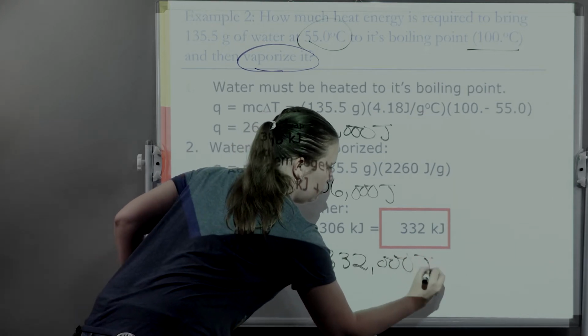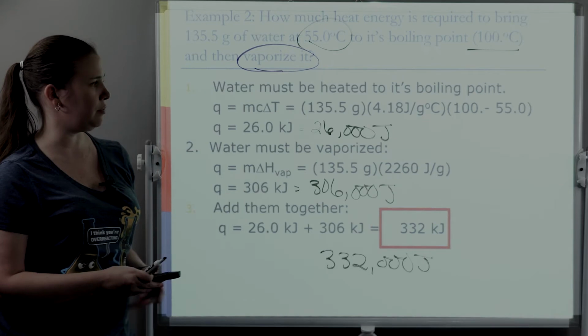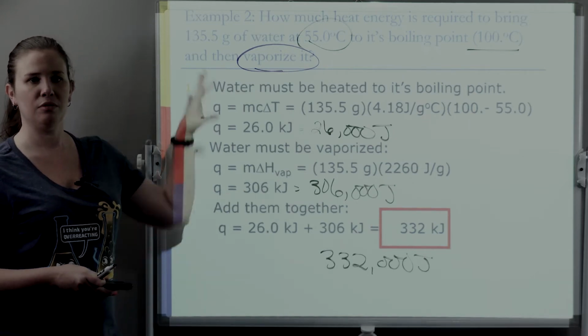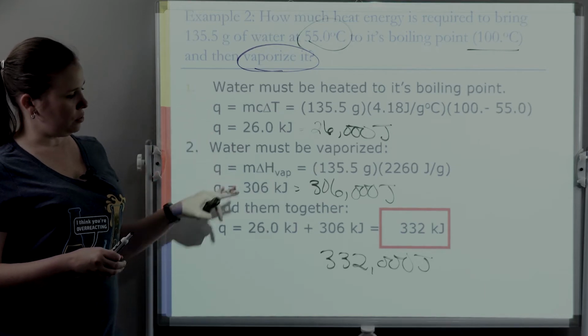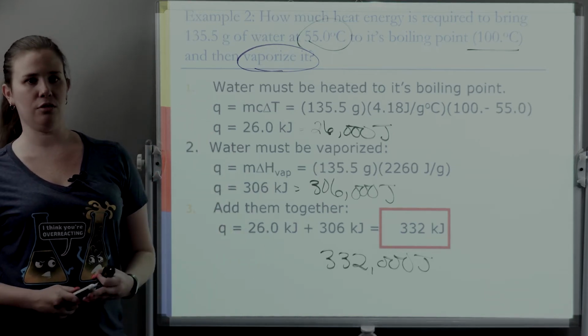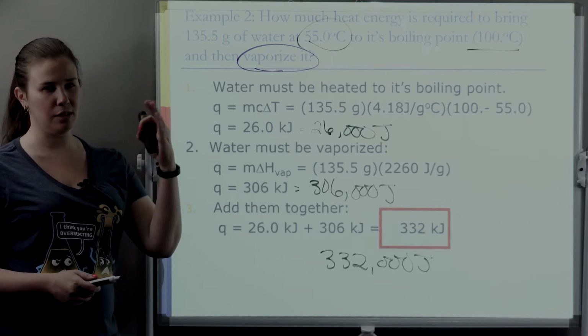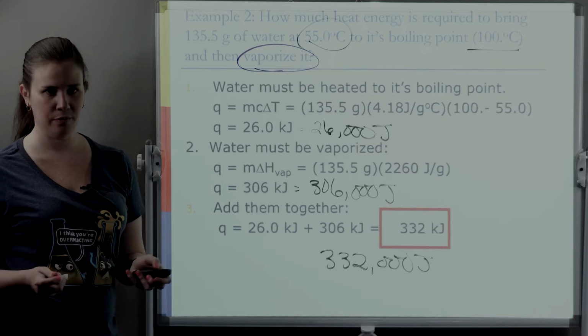Then I want to add these two up to get our total energy, which is 332,000 joules. Again, joules are a very big number, so a lot of times you'll see that converted to kilojoules, but if it doesn't specify, either one is fine. So you have to know which steps to do and then add them together. And that's our enthalpy through phase changes. A little tedious, but it is the same idea over and over again. You just have to be really careful with your choices.